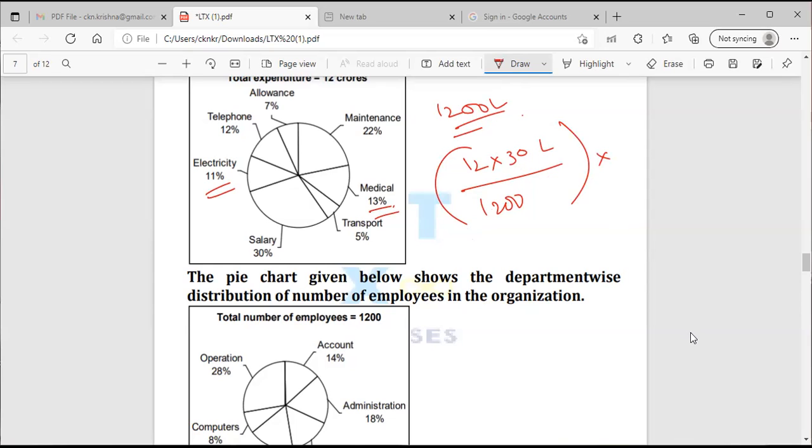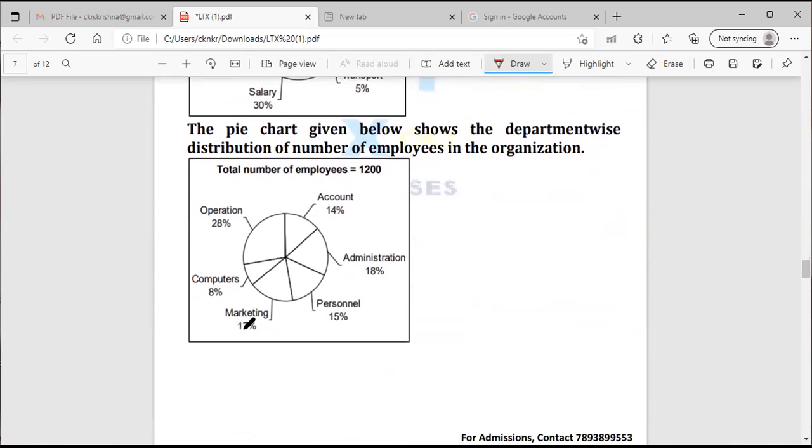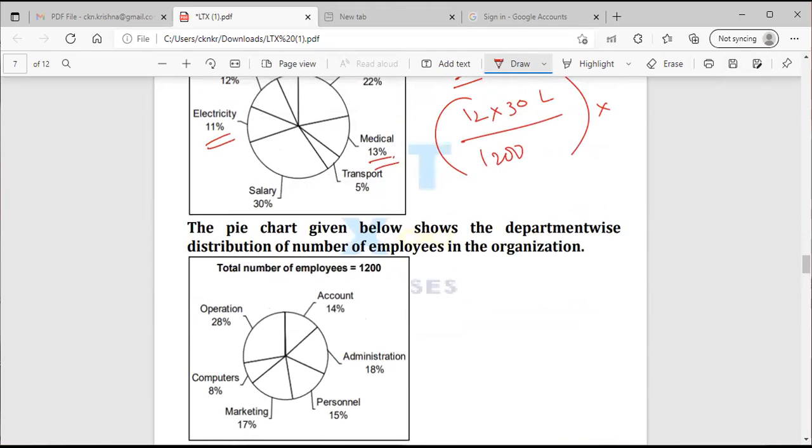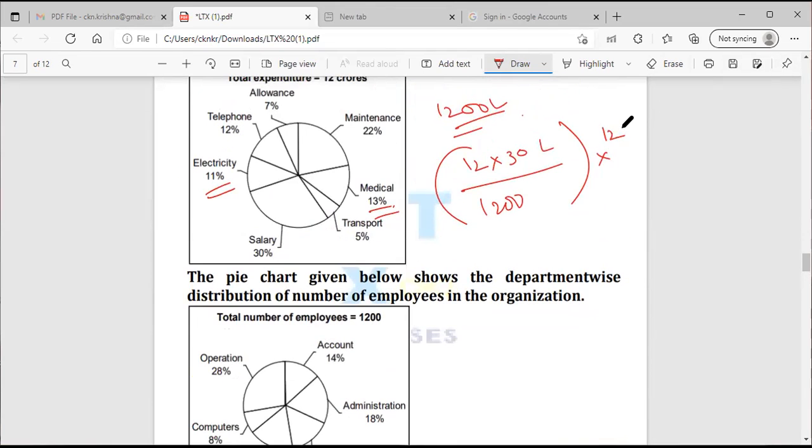Now in the marketing department, they are asking about the number of employees. In the marketing department, it's 17%. For every 100, 17. For 1200, it is 12 into 17, right? Simplify the expression. 12 and 12 get cancelled. 12 into 17 is 204, into 3 is 612. My number is 612 into lakh by 100, right?